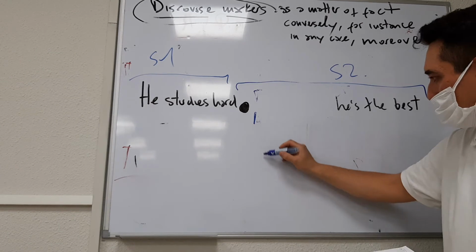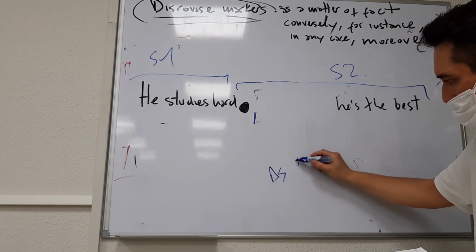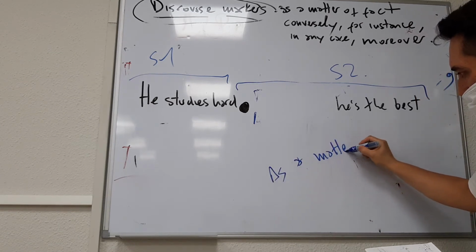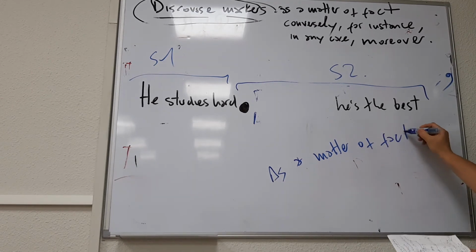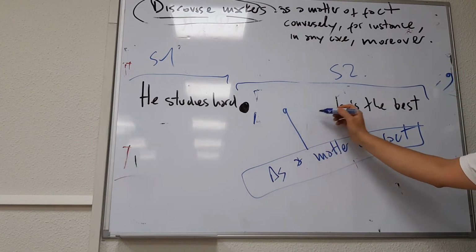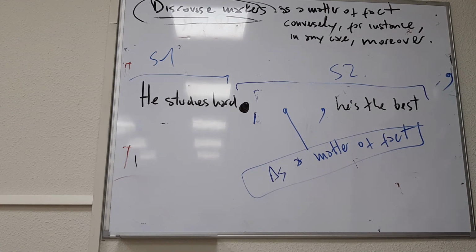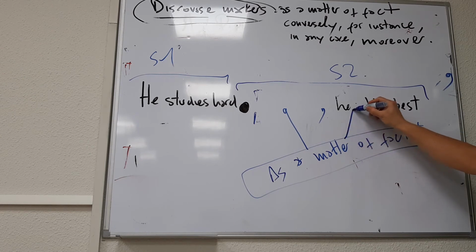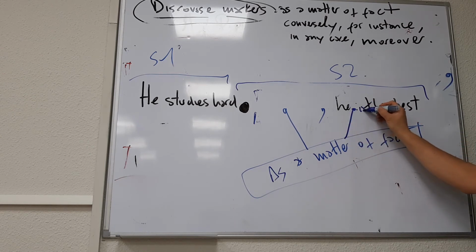You can also, okay, as a matter of fact. Let me just do it like this, I think it would be easier. You can put it here: "As a matter of fact, he's the best." You can also put it here, after the subject. Yeah? "He, as a matter of fact, is the best."